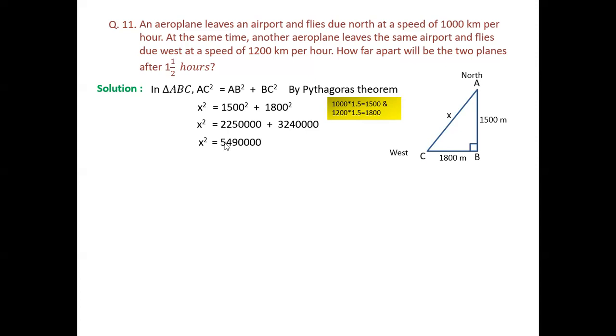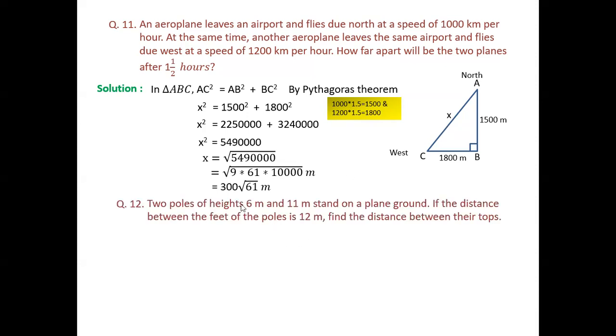When you add these two, you'll get 549 and 4 zeros. That is 54 lakhs 90,000. Take the square root of this. 549 can be written as 9 into 61 and 10,000. So the square root of 9 is 3, and the square root of 10,000 is 100. So 3 into 100, that is 300 root 61. This is the distance between the two planes, that is, the distance between A and C after 1.5 hours.